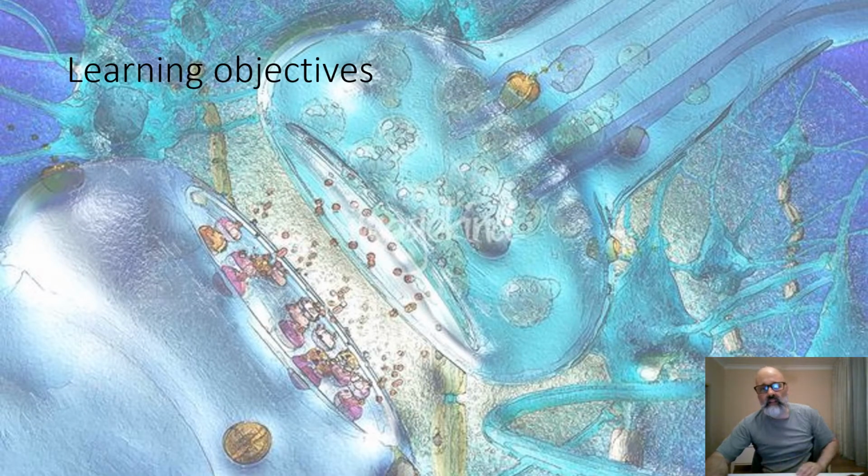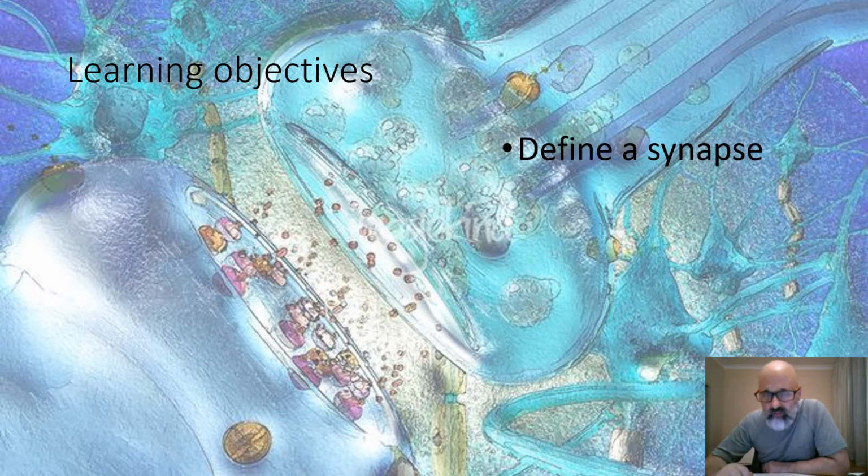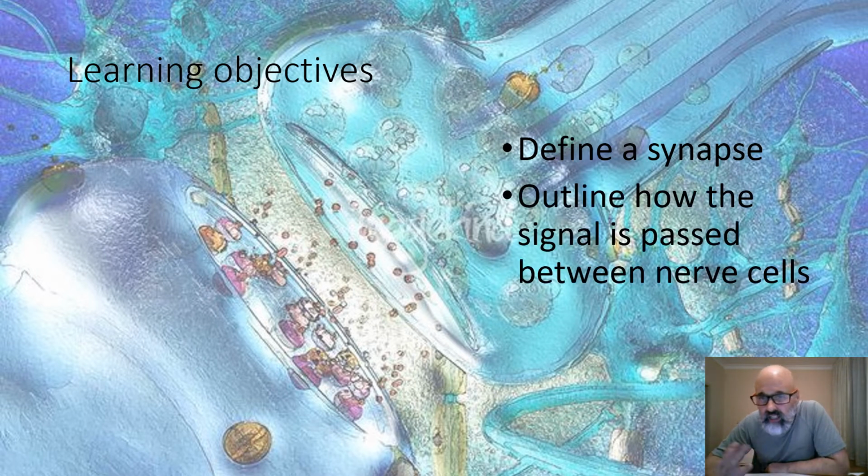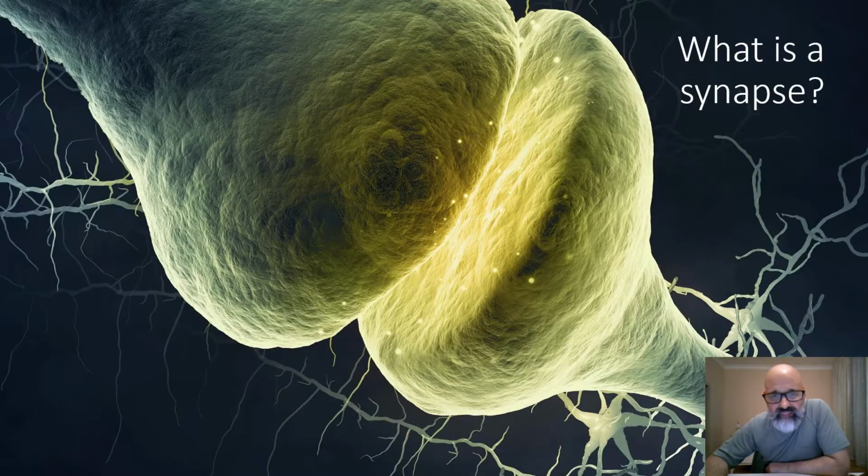So, if we look at our learning objectives today, 1, define a synapse. 2, outline how the signal is passed between nerve cells. And then we move on to what is a synapse.